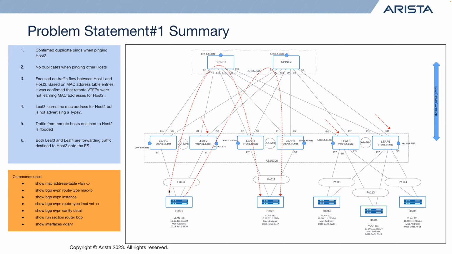So when host 1 would send a packet, it would be flooded to all the VTEPs in the flood list. It would arrive at 3 and 4. Because leaf 3 learned the MAC address, it forwarded a copy of the echo request onto the segment. Leaf 4, not knowing where the MAC was, but it was the designated forwarder for the segment, so it forwarded a copy. That resulted in 2 copies arriving at host 2 and host 2 replying to 2 copies, hence the duplicates. We've referenced some commands used here for your reference.